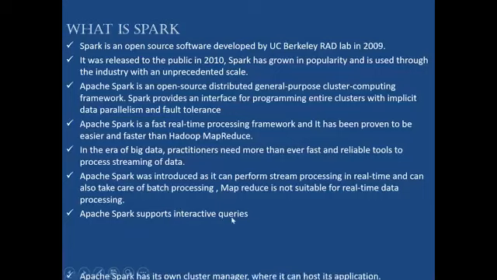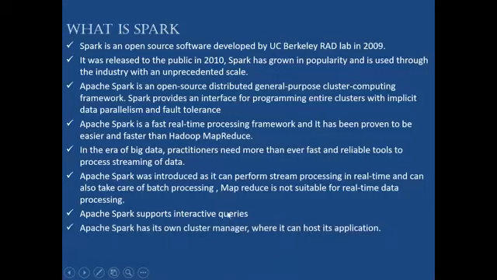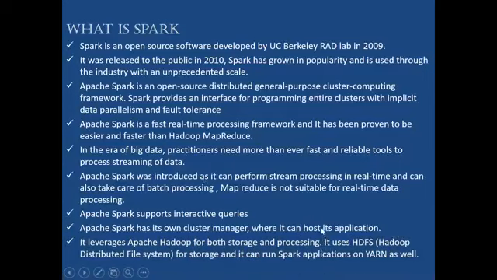Apache Spark supports interactive queries. You have seen interactive queries in Databricks notebooks, where we are able to execute them. Apache Spark has its own cluster managers where it can host its applications. We have different cluster managers: YARN, Kubernetes, Mesos. You will come to know those things when I'm discussing the architecture.